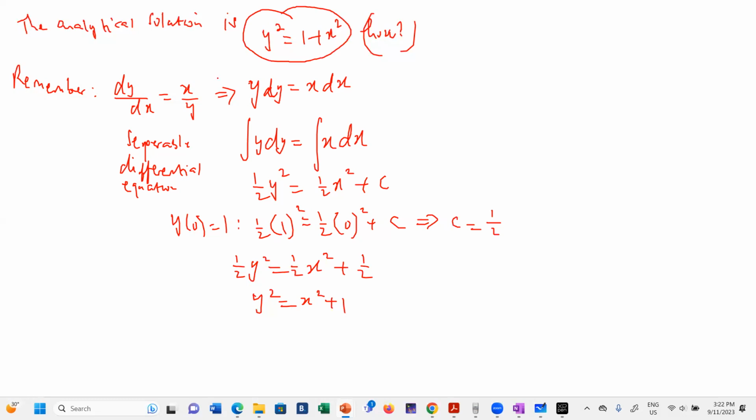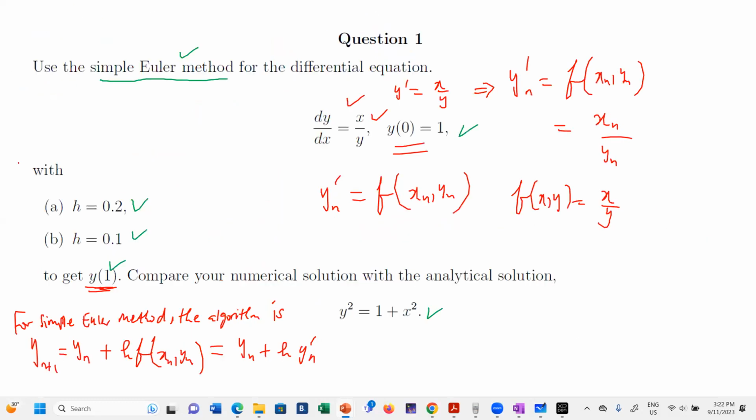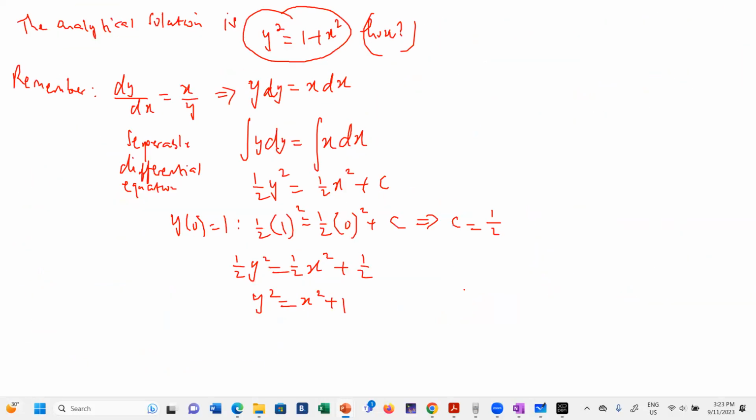Now, what is the use of this analytical solution? Why are we even getting to it? Because they said here, compare your numerical solution with the analytical solution. By good luck, they gave that, but we can find it from the differential equation anyway by using methods of solving differential equations. Okay, we can make y the subject easier here. y is plus or minus the square root of x squared plus 1.